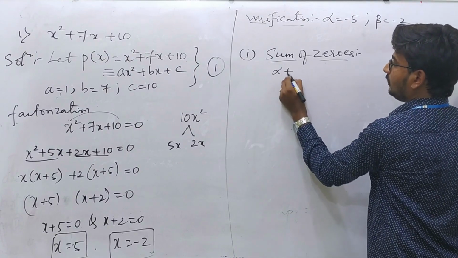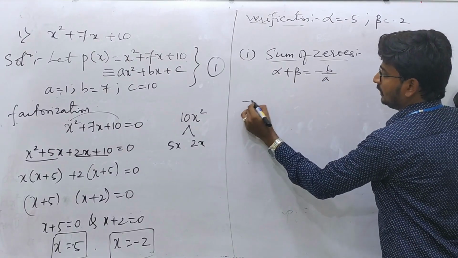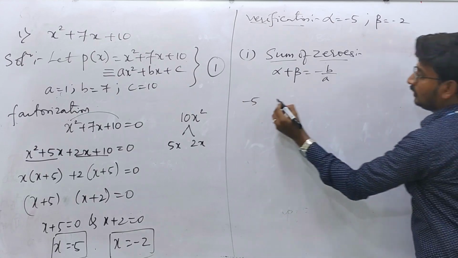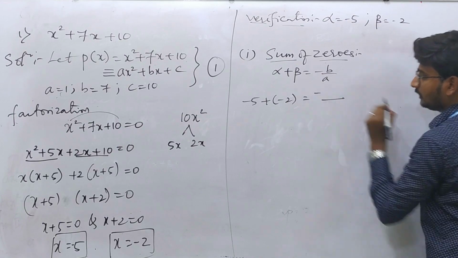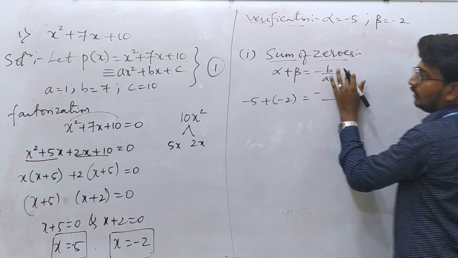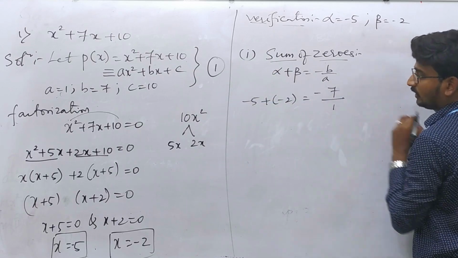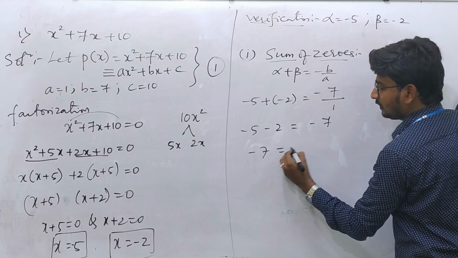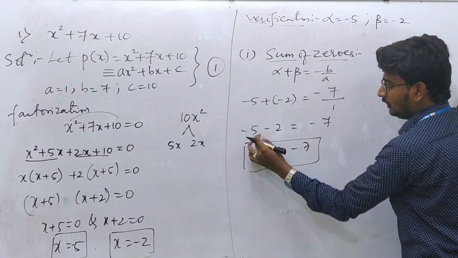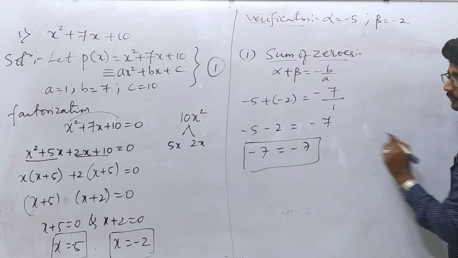Sum of zeros, alpha plus beta equal to minus b by a. Alpha value is minus 5, beta value is minus 2, is equal to. Be careful, this minus sign is already in the formula. Value of b is 7, value of a is 1. Minus 5 minus 2 equal to minus 7, minus 7 is equal to minus 7. Both the numbers have the same sign, so we are adding. So sum of zeros is verified.